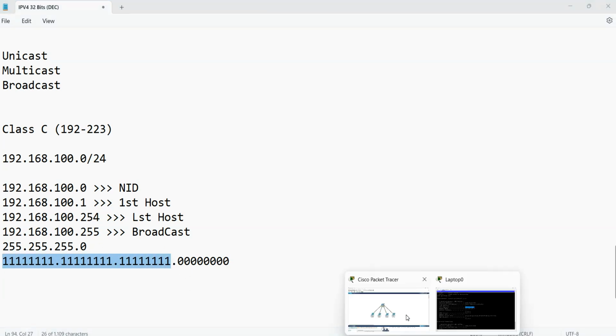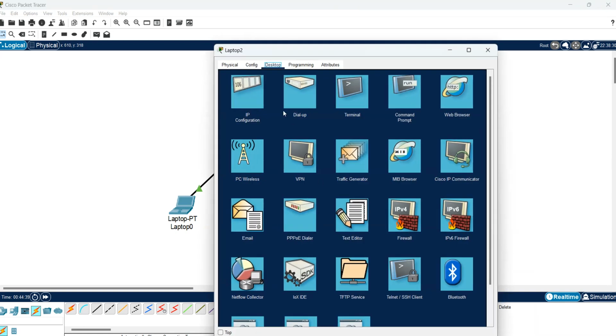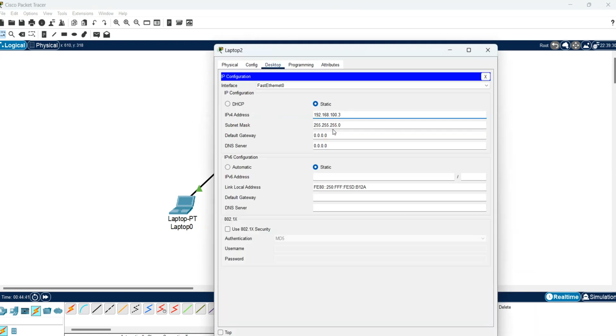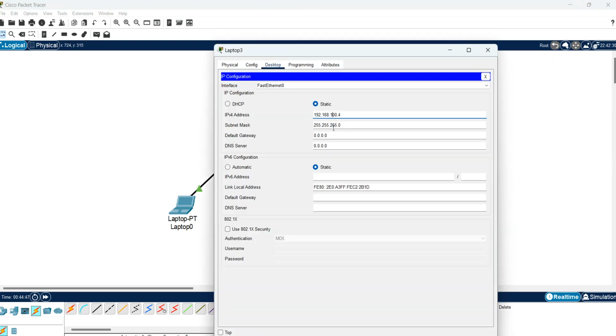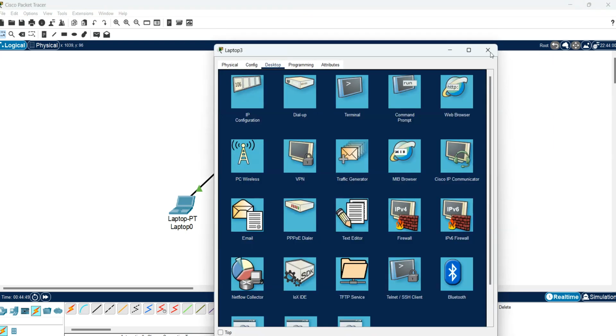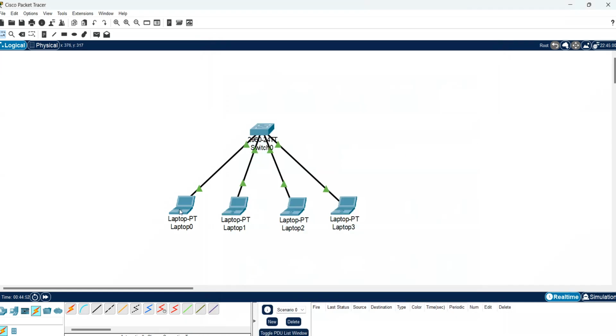How do I prove that to you? Well, check this out. I'm going to go to this machine and change the third octet to a 200. All right, watch this. And I'm going to go to this machine and change the third octet to a 200. See this?